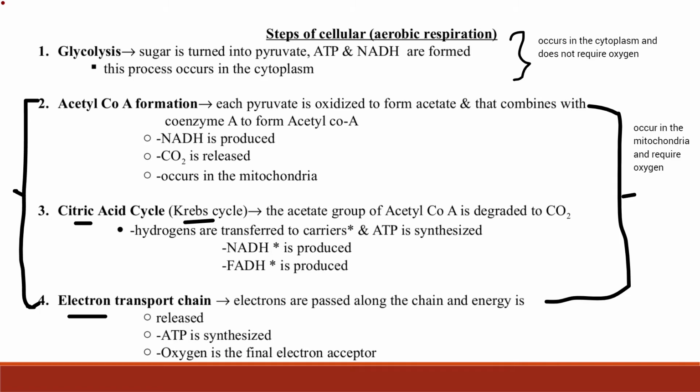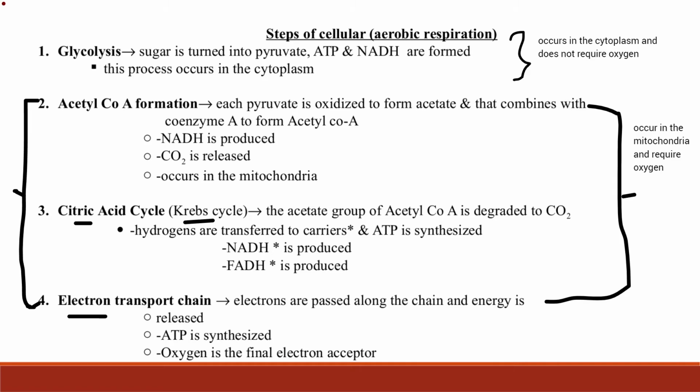Okay. So the first step is glycolysis. Now, again, I want you to know what we start with and what we end with. What's the name of the steps in order? Glycolysis, acetyl-CoA formation, citric acid cycle or Krebs cycle, electron transport chain. Where they occur: glycolysis in the cytoplasm, the other 3 in the mitochondria. Glycolysis doesn't require oxygen, the other 3 do.